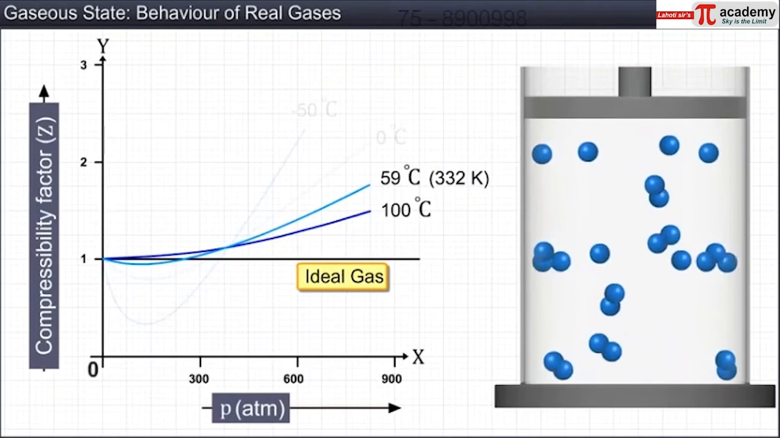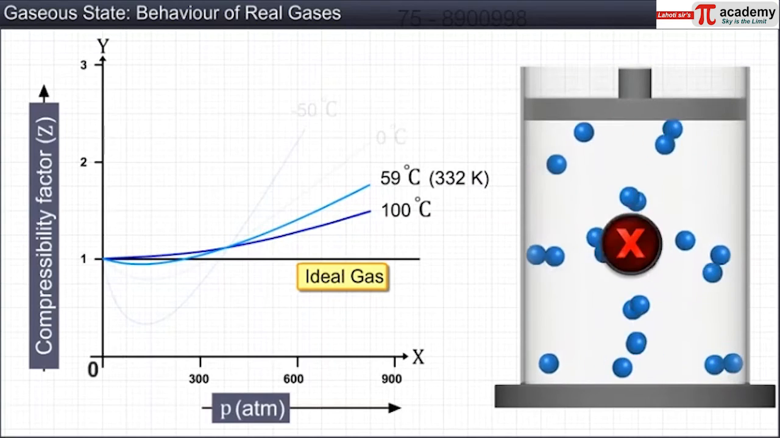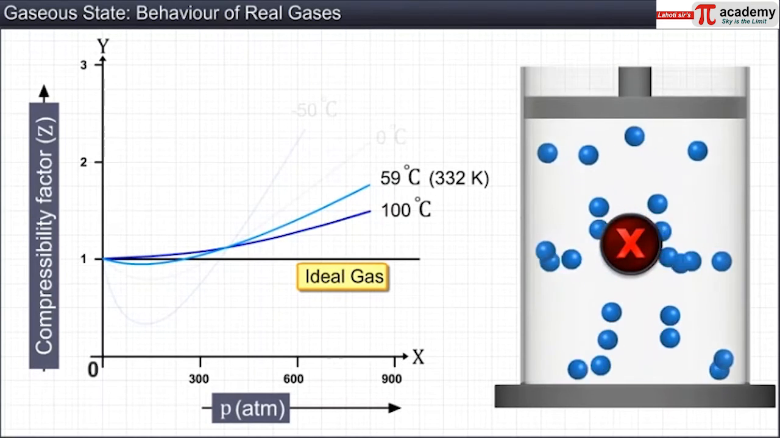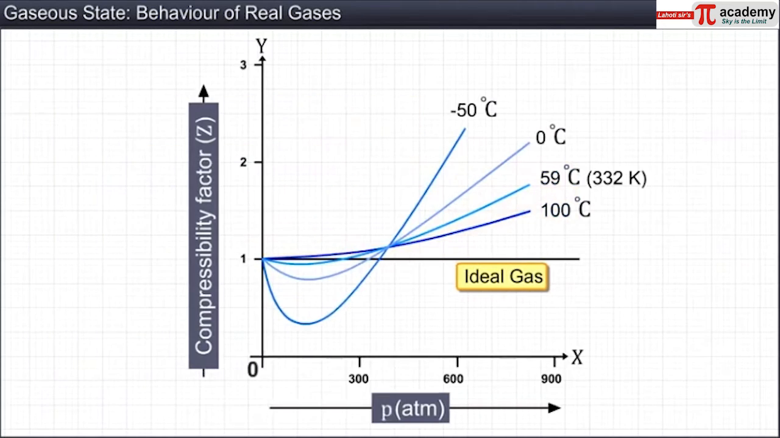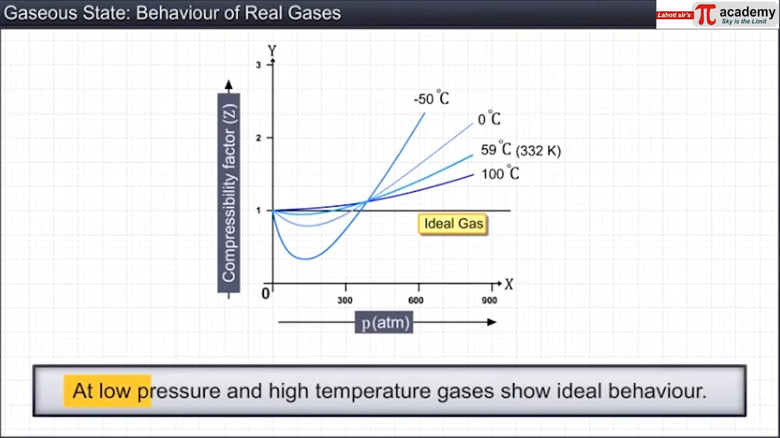Above Boyle temperature, real gases are difficult to compress and the Z value is greater than 1. Below Boyle temperature, real gases first show decrease in the value of Z, then it reaches a minimum, and with the increase of pressure, Z value increases continuously. Thus, at low pressure and high temperature, gases show ideal behavior.